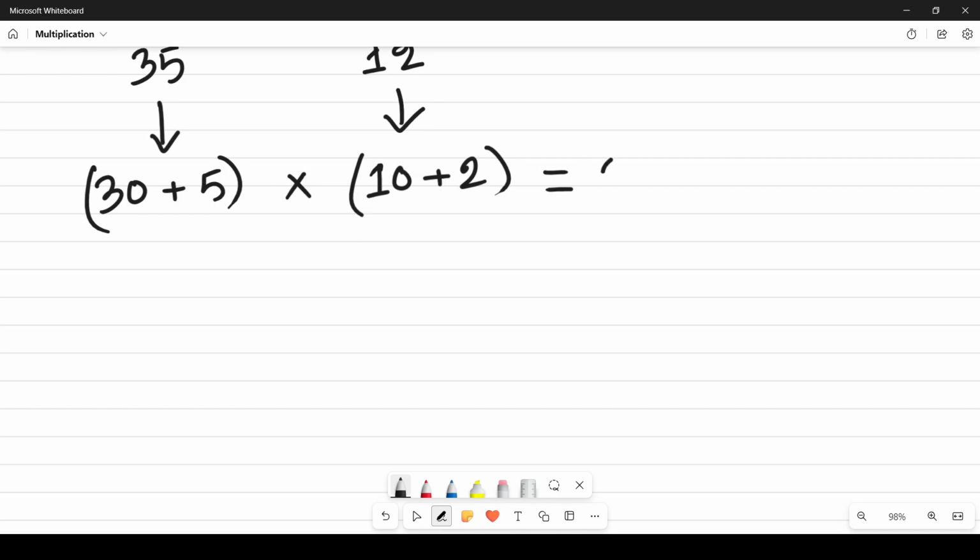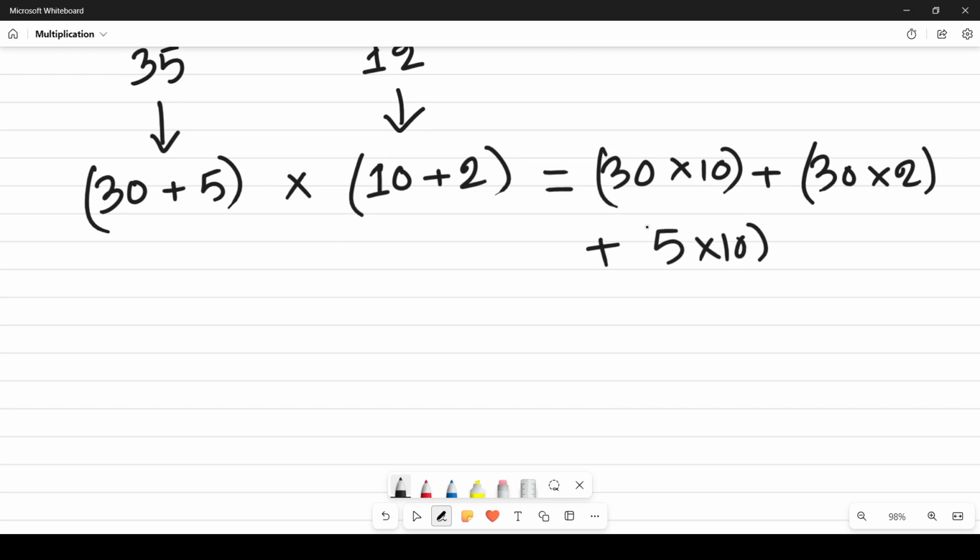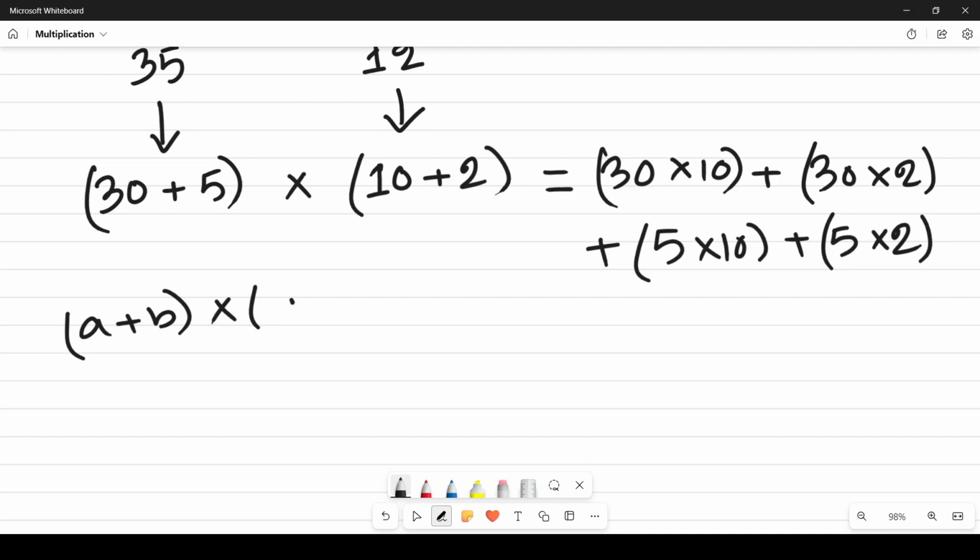So we need to multiply 30 with 10, then add it up with 30 into 2, and then plus we get 5 into 10 plus 5 into 2. So it basically comes from here. Let's say (a + b)(c + d). We know, we have done this before.